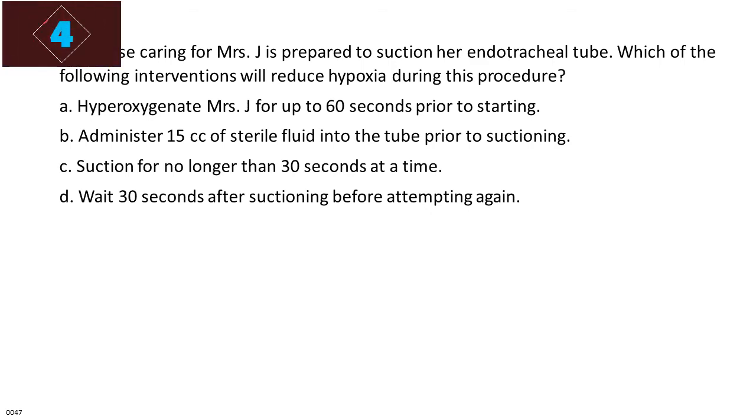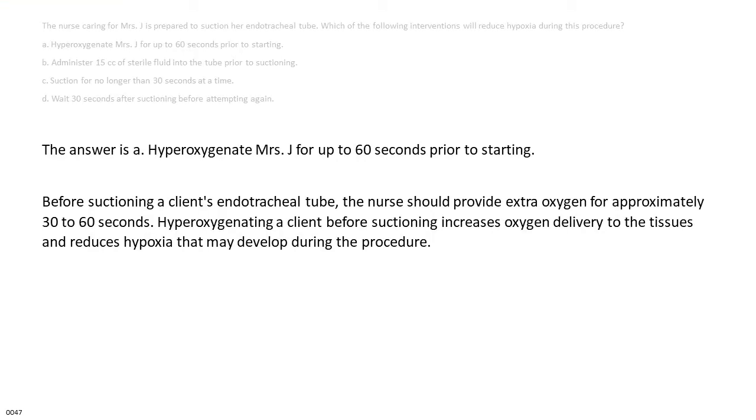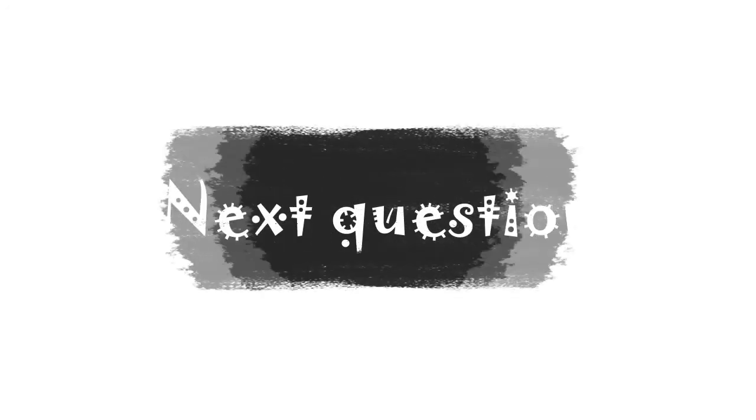The answer is A. Hyperoxygenate Mrs. J for up to 60 seconds prior to starting. Before suctioning a client's endotracheal tube, the nurse should provide extra oxygen for approximately 30 to 60 seconds. Hyperoxygenating a client before suctioning increases oxygen delivery to the tissues and reduces hypoxia that may develop during the procedure.